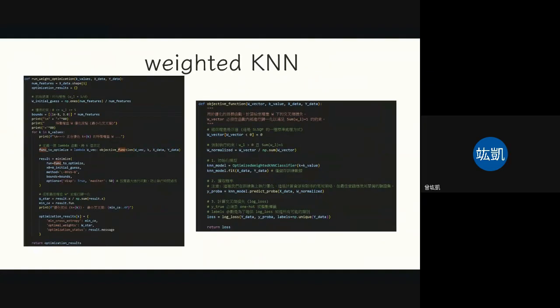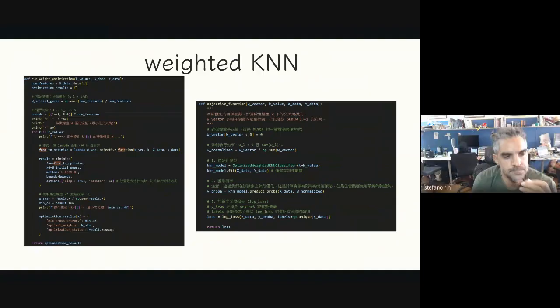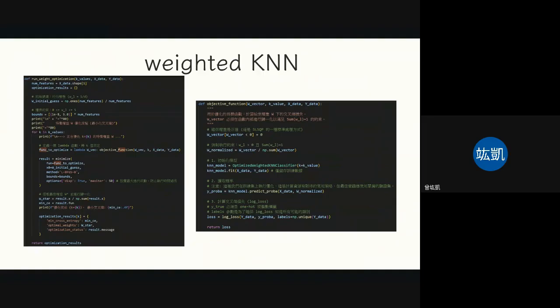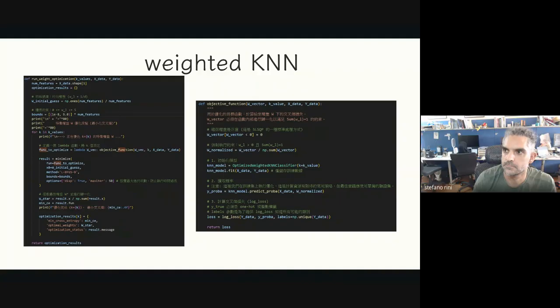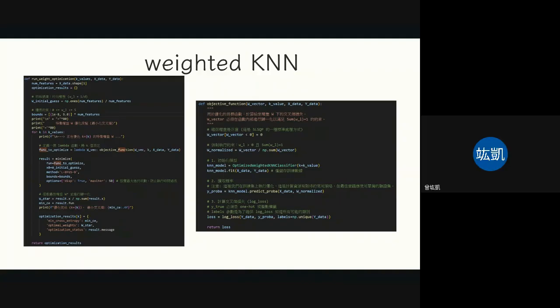We try to calculate a weight by this function, and we mainly use this scipy minimize function to get the best weight. And in this function, we use the code here, and we try to use this weighted KNN model, weighted KNN classifier. And yes, so next page.